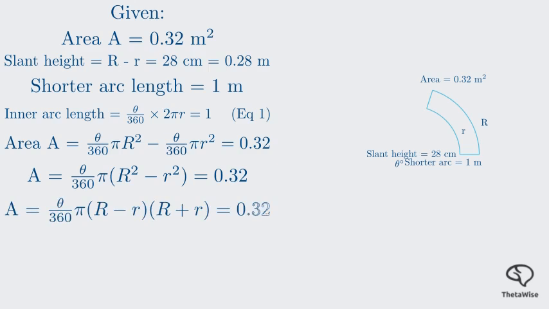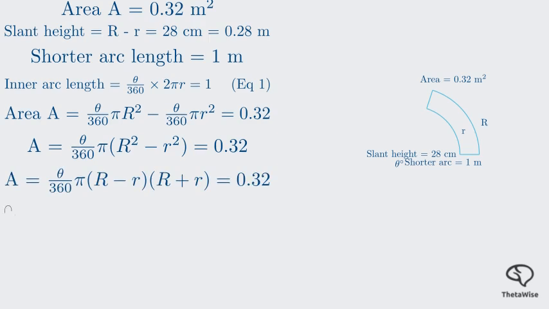This is a very useful simplification. Now we substitute our known values. R minus r is 0.28 and R plus r is 2r plus 0.28. This results in the area equation 0.32 equals theta over 360 pi times 0.28 times the quantity 2r plus 0.28. This should look familiar from the textbook. It's the expression they asked us to show in Part A.